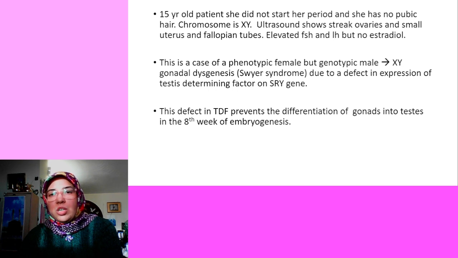A 15-year-old patient did not start her period. She has no pubic hair. Her chromosomes are XY. Ultrasound shows streak ovaries, small uterus, fallopian tubes, elevated FSH and LH, but no estradiol. This is the case of a phenotypic female, but genotypic male.